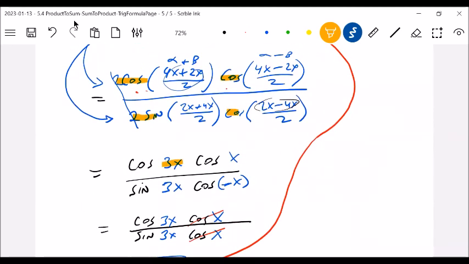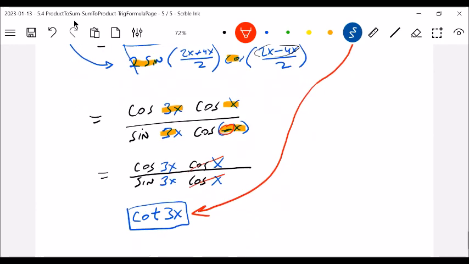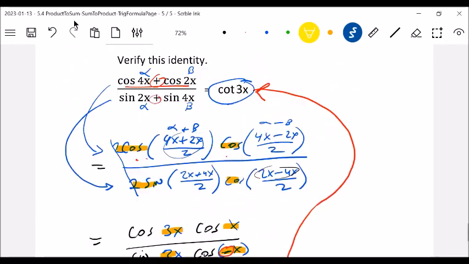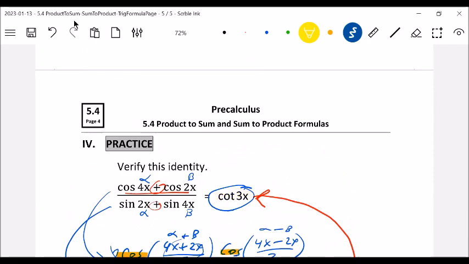And then just simply adding and subtracting these. And then it meant dealing with that negative, since it goes away there. Instead of cosine negative x, that's just cosine x. And that got us down to cotangent of 3x, which is what we were trying to get to in the first place.